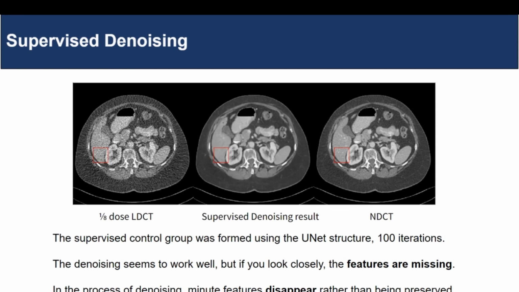First, we came up with a supervised control group for our experiment. The result in the middle, compared to the LDCT image on the left, seems to have been denoised very well. However, if you look closely at the images, some of the features are missing. The minute features disappear rather than being preserved.